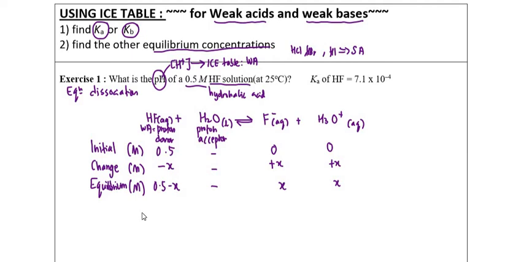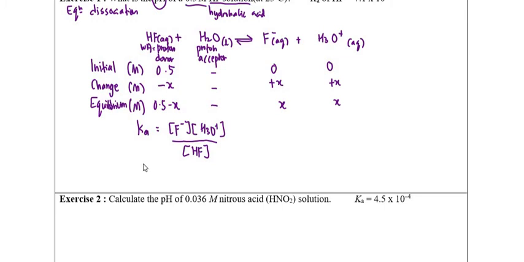Then after you draw the ICE table, you proceed to the Ka or Kb expression. Since the question has a weak acid, you must proceed with the Ka expression: concentration of products over concentration of reactants. Then you insert the values. As usual, just refer to the equilibrium row only.